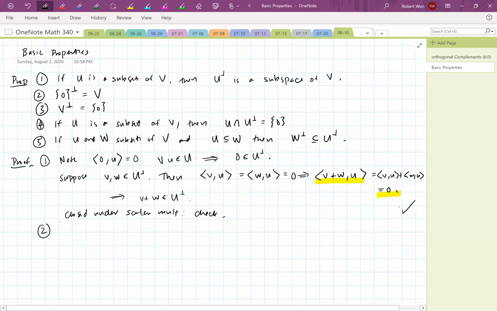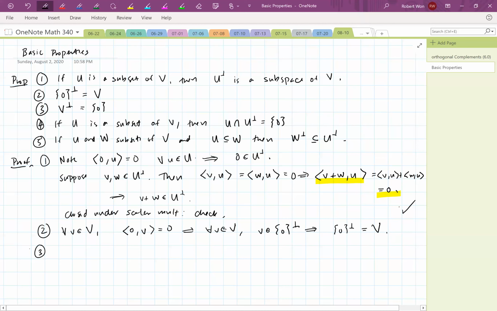So for every v in V, the inner product of zero and v is zero. This is by, again, properties of inner product that we showed last time. But this means that every v in V is orthogonal to every vector in the zero subspace. So in other words, for every v in V, v is in the orthogonal complement of zero because it's orthogonal to every vector in there. And so this means that the orthogonal complement of zero is all of V because every vector in V is in there.